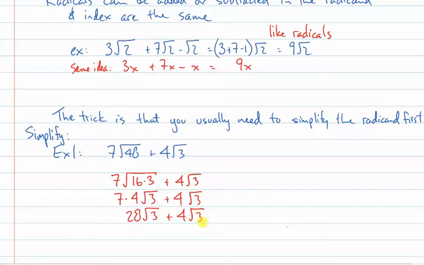And now we see that we have like radicals. Same index of 2, same radicand of 3. So this results in 32 root 3, not 32 root 6. The radicand doesn't change. They're the same as each other, so I gather up how many I have.